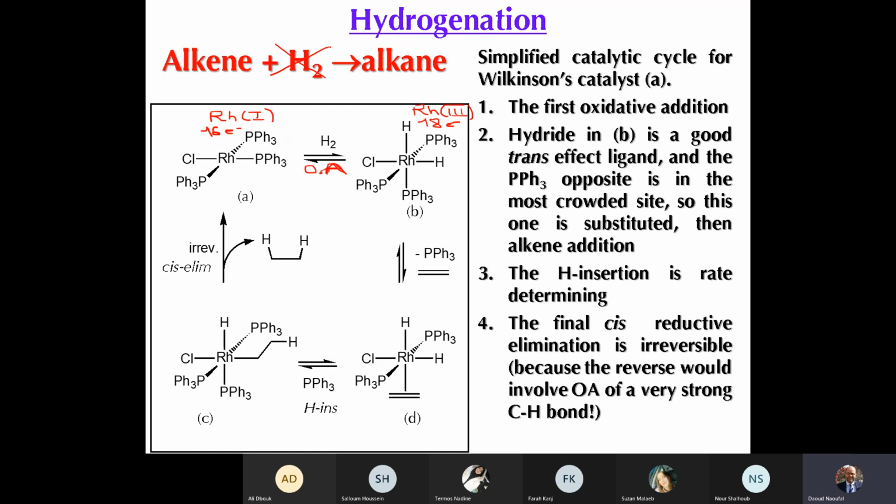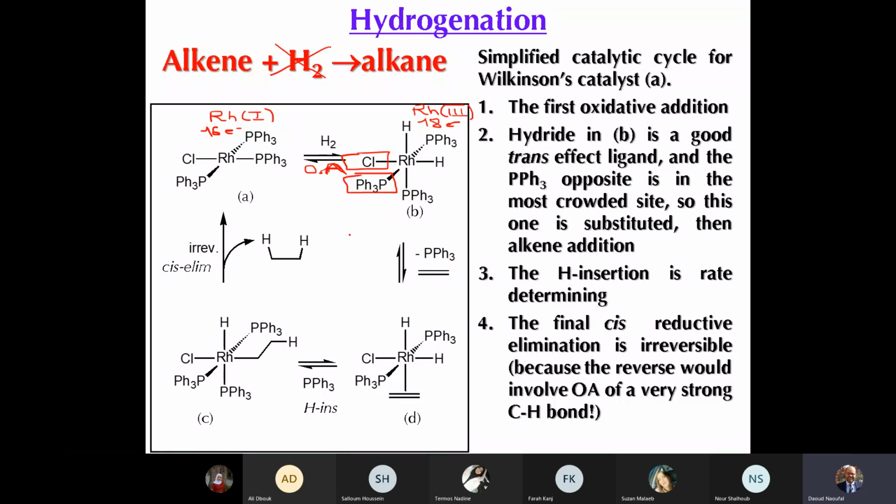We have a saturated complex, and I want to add the alkene. It's impossible to add the alkene before dissociating a ligand. So, what is the ligand that can be dissociated? First of all, it can dissociate Cl, or it can dissociate, for example, triphenylphosphine. I have two possibilities. When Cl is dissociated, it should be replaced by an anionic ligand. But in the reaction, we have a neutral ligand. So it's preferred to lose triphenylphosphine and to add alkene.